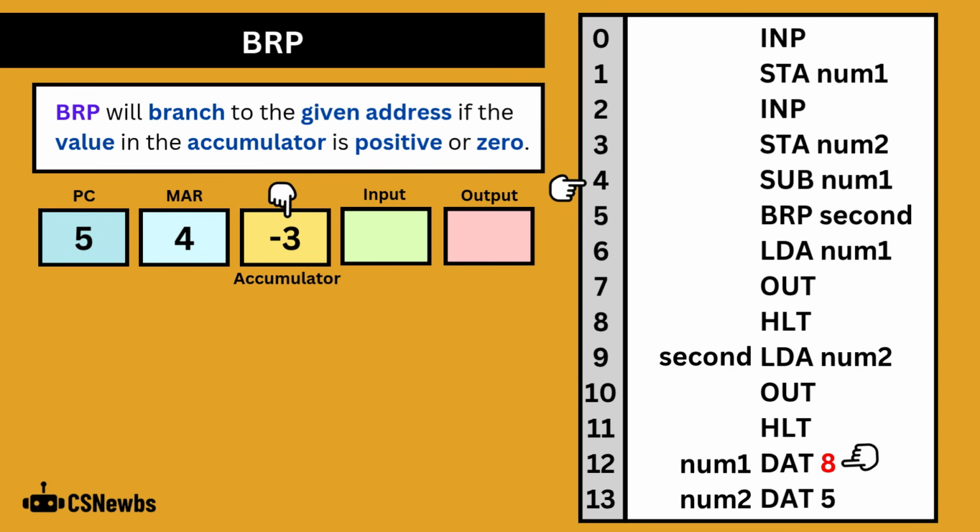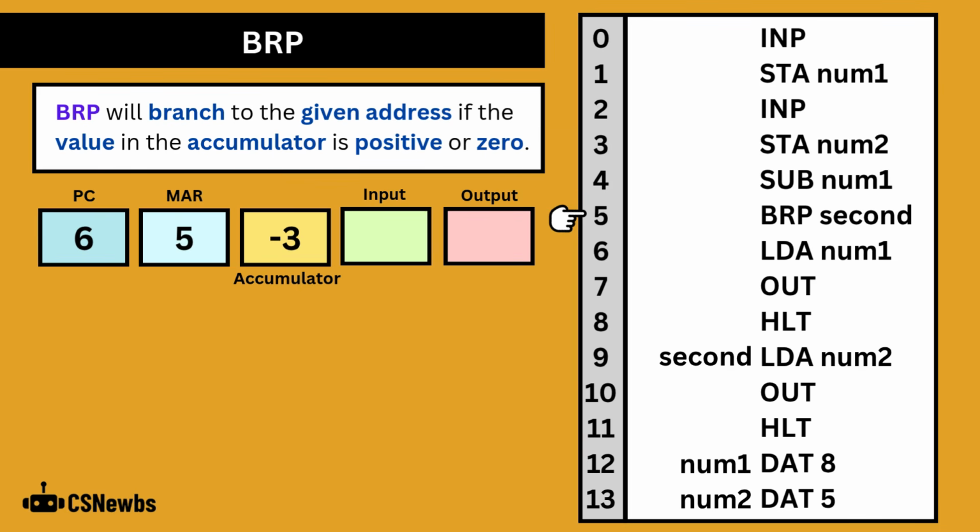With num2, which was 5, still in the accumulator, we can subtract num1 from it. Essentially, for this scenario, if the value in the accumulator is positive, that means that num2 is larger. But if the value is negative, it means that num1 must have been larger. We had 5 in the accumulator, which was num2. We took away 8, which was num1, and are left with minus 3. That tells us that the first number is larger.